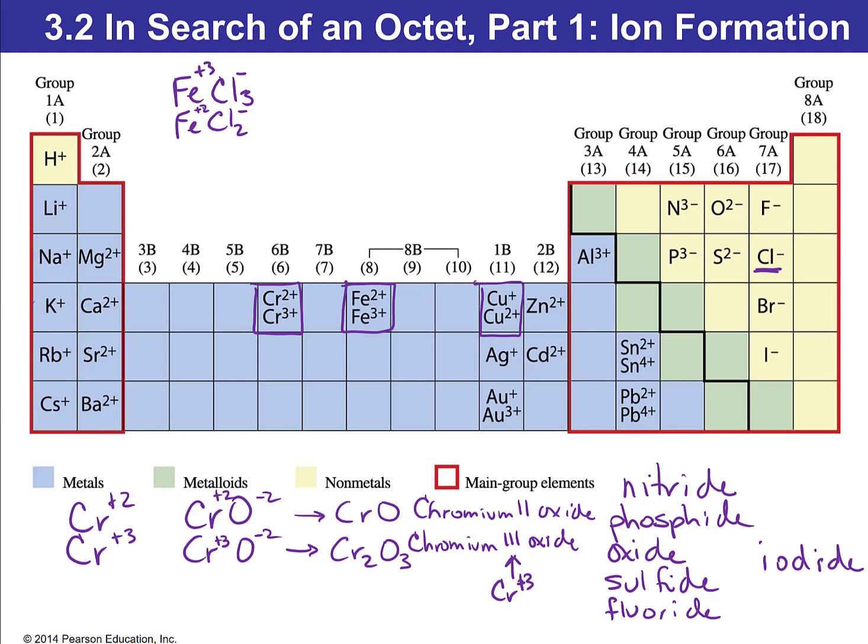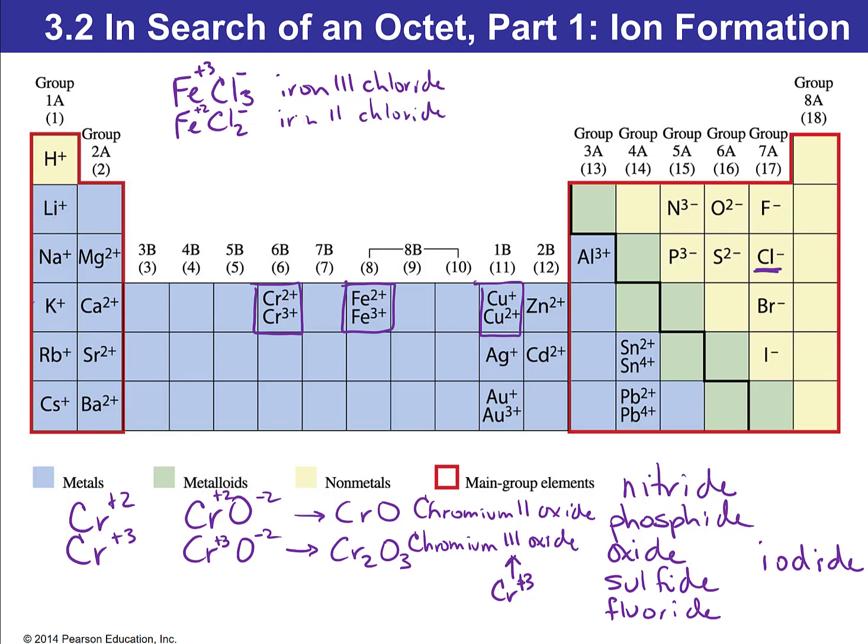The positive and the negative charges total have to balance. So the total positive charge on the metals has to equal the total negative charge of the nonmetals. So this one, the top one, you would call iron what? Iron 3 chloride. The bottom one would be iron 2 chloride.